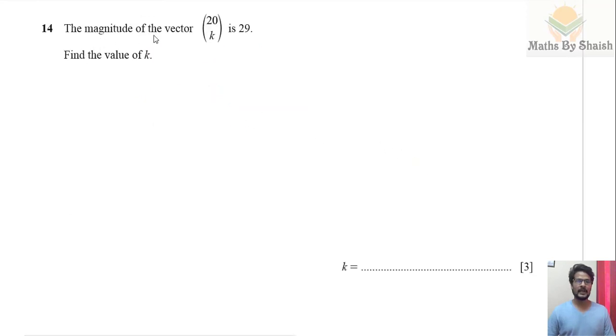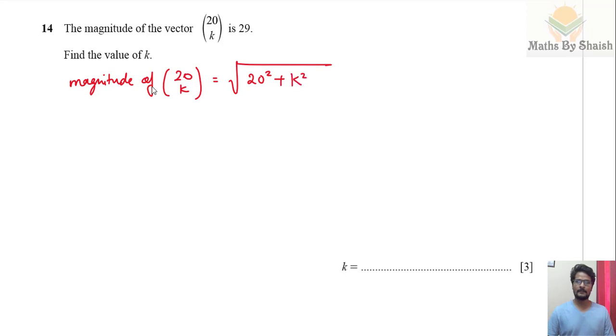Here's the 14th question. The magnitude of the vector (20, k) is 29. Find the value of k. So we know the magnitude of the vector (20, k) is square root of 20 square plus k square, and according to the question the magnitude is given as 29, so 29 equals root of 20 square plus k square. In order to remove this square root, we will take the square on both sides, so it becomes 29 square equals 20 square, which is 400, plus k square.